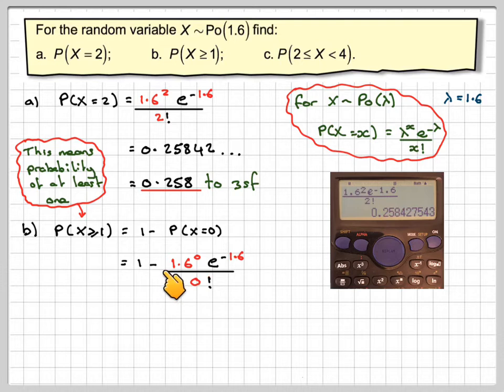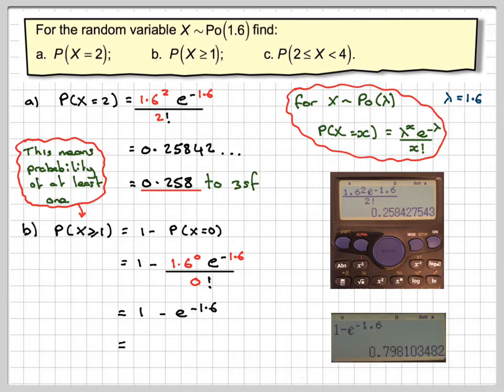So that's equal to 1 minus 1.6 to the 0, using this formula with x equal to 0, divided by 0 factorial, e to the minus 1.6. Now 1.6 to the 0 is 1, and 0 factorial is defined as 1 as well. So all you really need to do is 1 minus e to the minus 1.6. Do that on our calculator and we get an answer of 0.798103, and that rounds off to 0.798 to three significant figures.